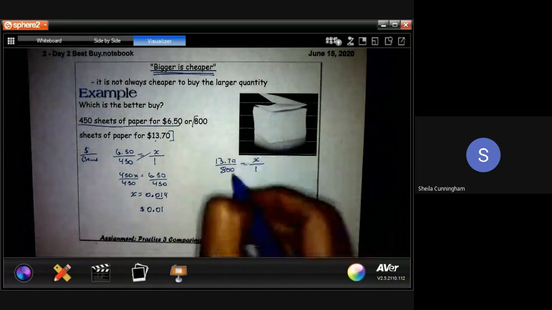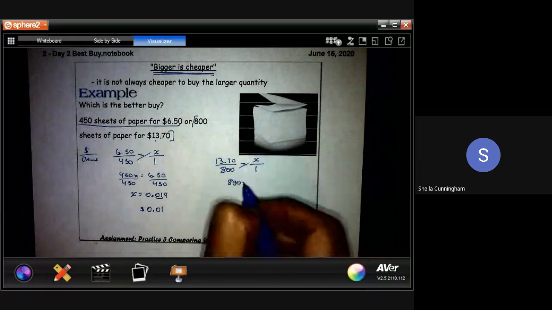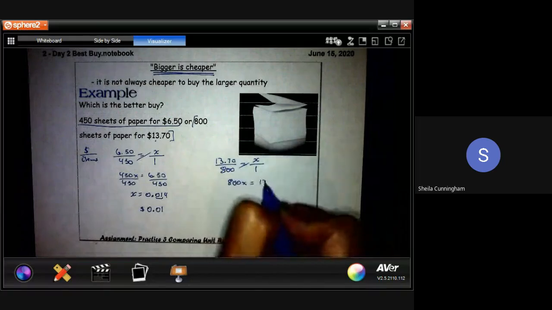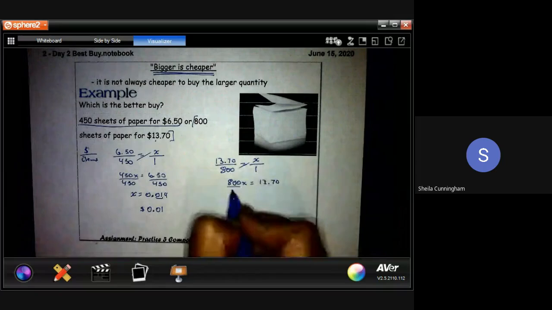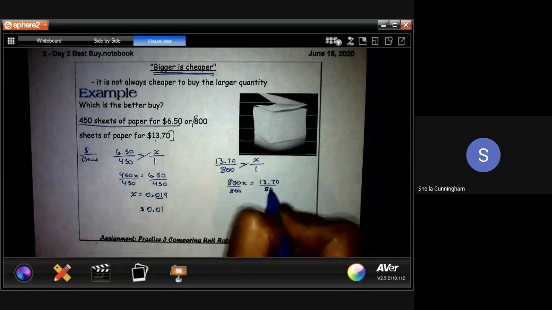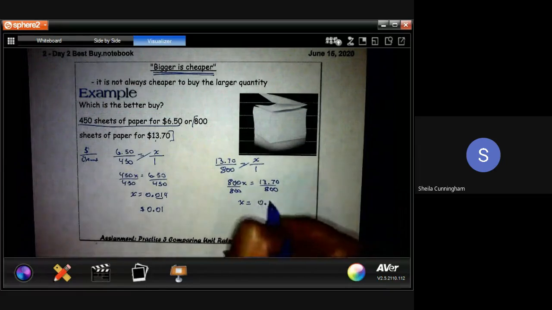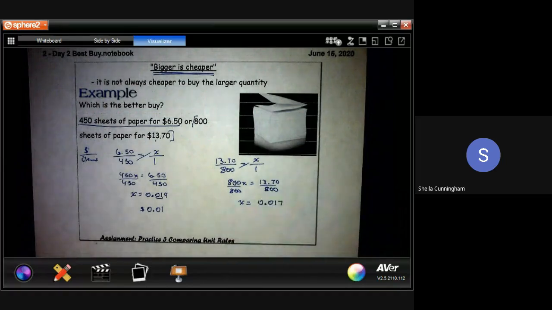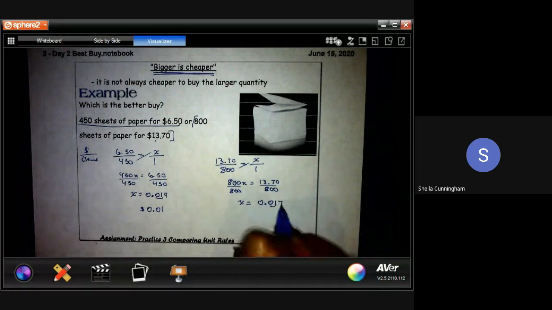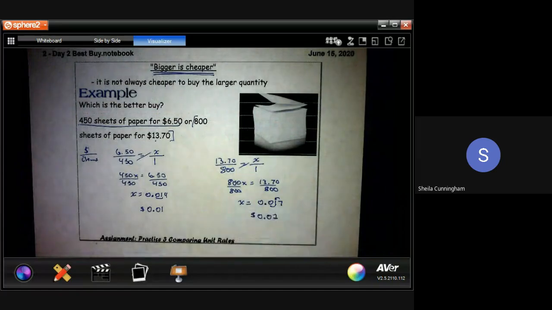All right, let's go over to the other side. The other one I'm going to have as 800x equals 1370. And again, I'm going to divide both sides by 800. So 1370 divided by 800 gives me 0.017. So in this instance, going to 2 decimal places, the third one is larger than 5, so it's going to bump up that 1 to a 2. So in this instance, I'm going to have this as 0.02.